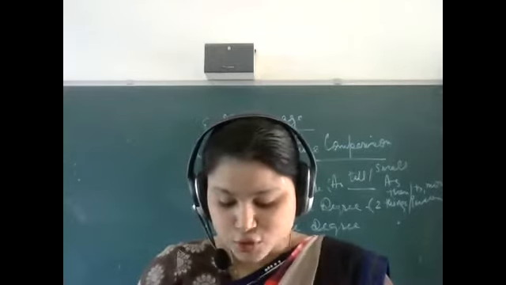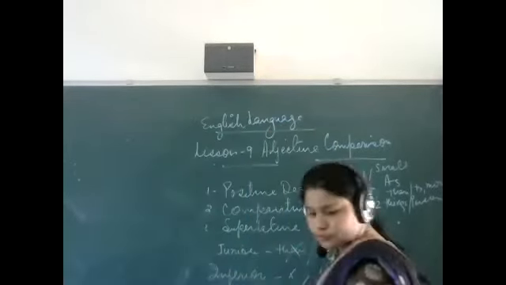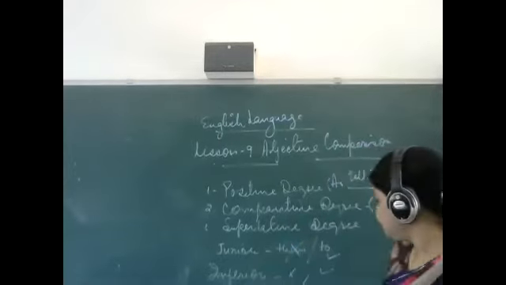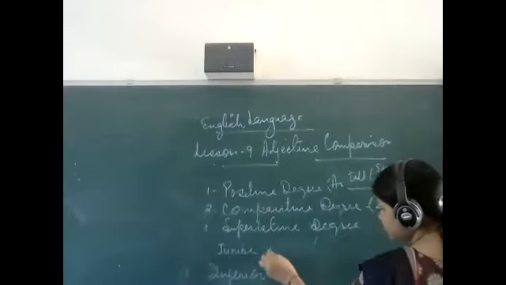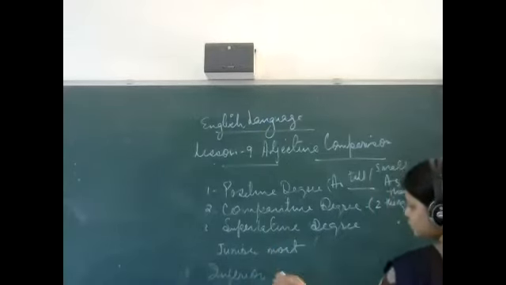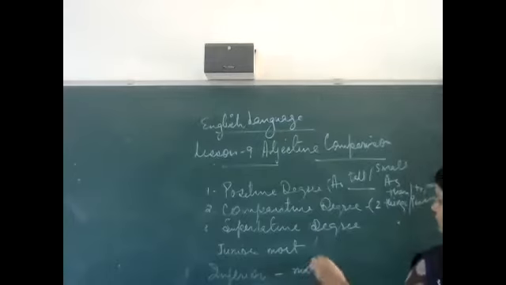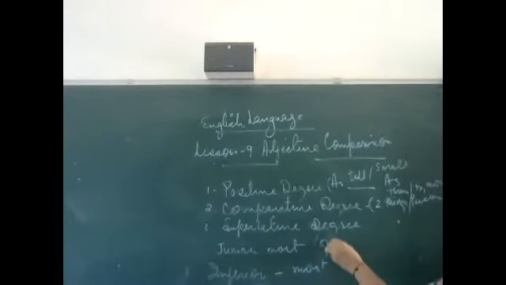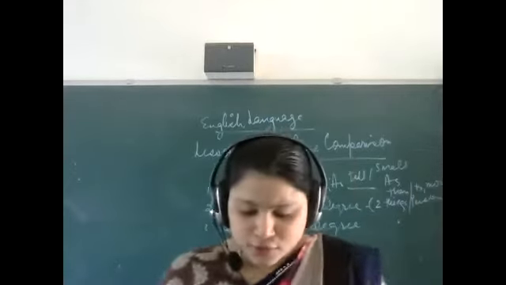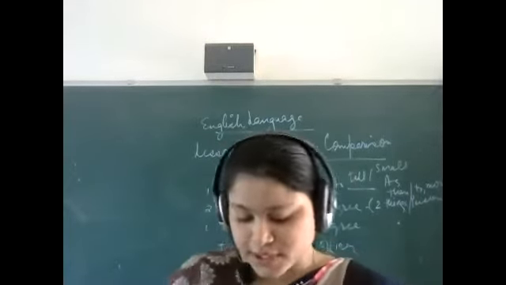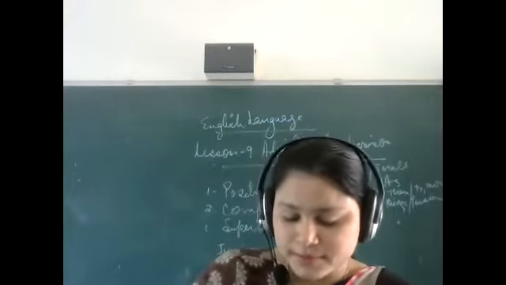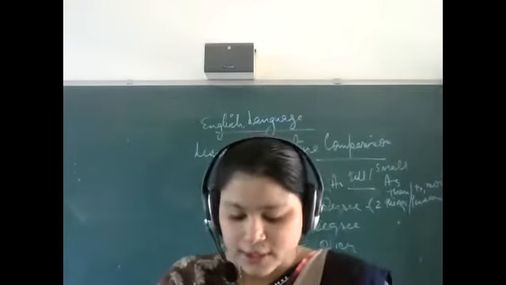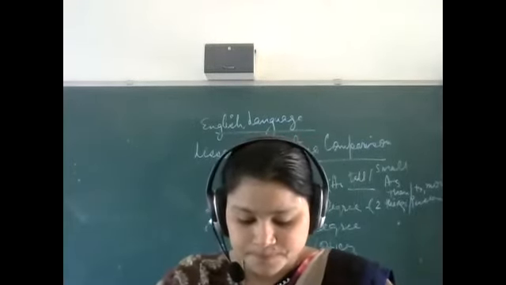For the superlative degree, we use most. Junior, we have already written here. We use most. Inferior, most. Then after that, whatever you want to compare, officer or employee, should be mentioned. So after junior there will be most, and then what you are comparing. So: junior most officer and senior most employee.